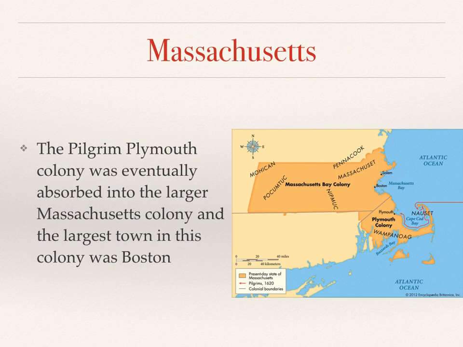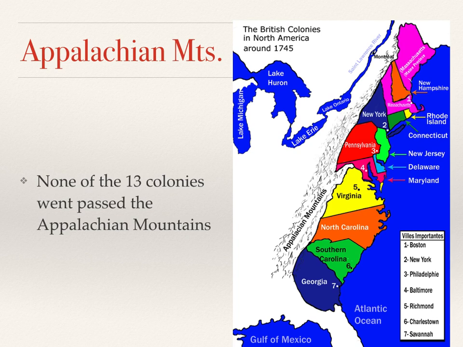The Plymouth settlement eventually became part of the Massachusetts colony. You can see Plymouth here. Massachusetts is in the orange. And within this Massachusetts colony, the largest town would grow up to be Boston, which we will meet later on. There were other colonies around the area.